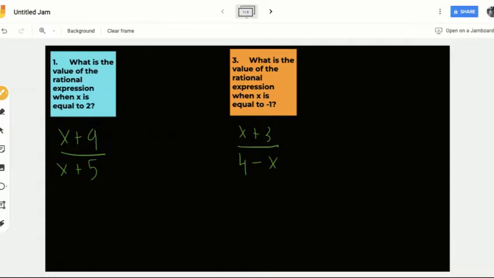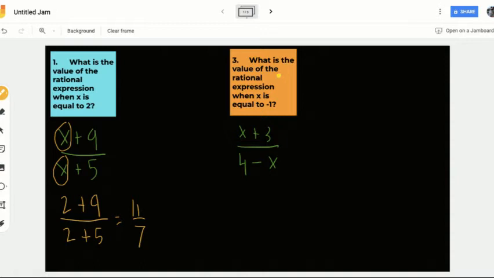So it says when x is equal to 2, all I'm going to do is in my expression down here, I'm simply going to plug in 2 for the x and evaluate. So I'm going to have 2 plus 9 over 2 plus 5. That's going to be 11 over 7. That was it. We're done. So what is the value of the rational expression when x is equal to 2? It is 11 over 7. I just plugged the 2 in for the x's and solved.